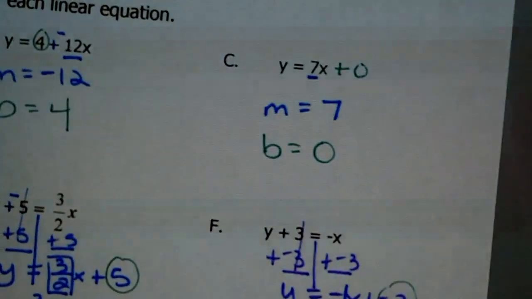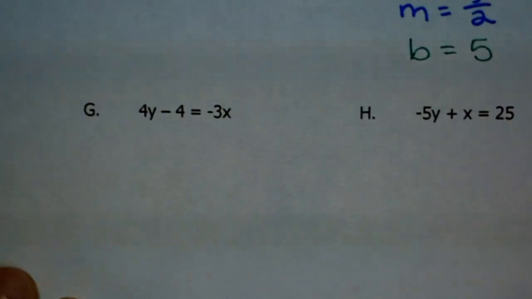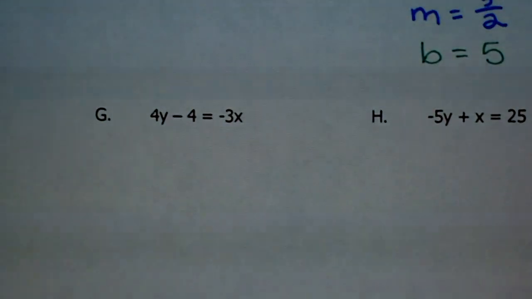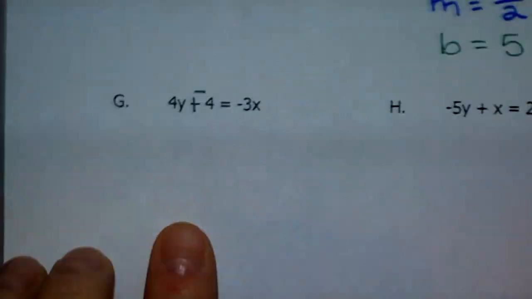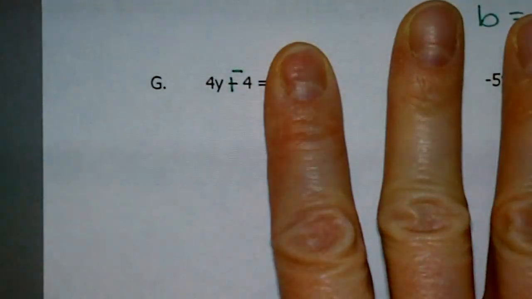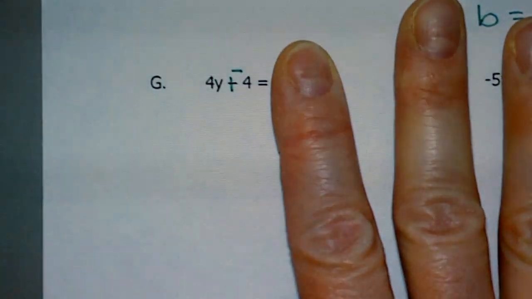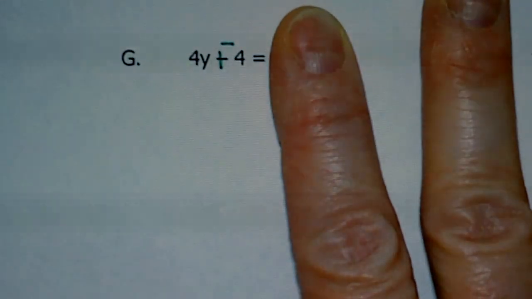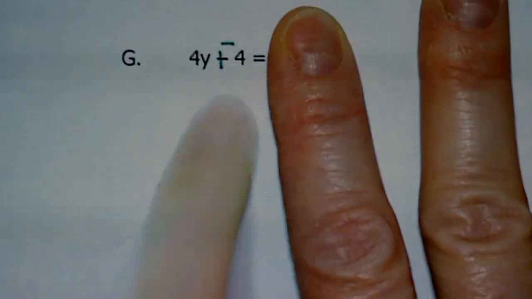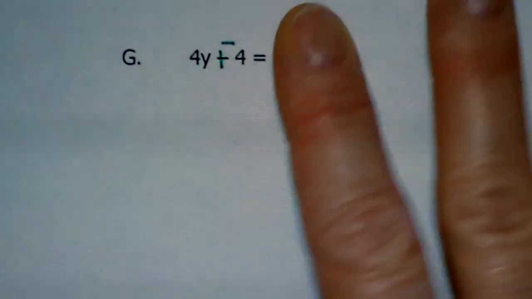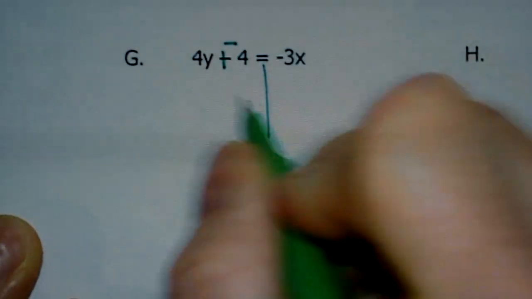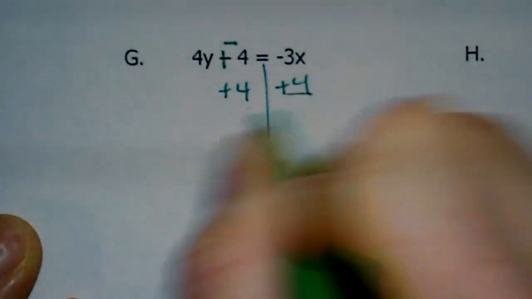All right, last row, I saved the toughies for last. I have 4y minus 4 equals negative 3x. Now in looking at this, I'll keep change first. Y is definitely not by itself. I want you just to look at this side and pretend it's a two-step equation. If this was just a two-step equation right here, wouldn't you get rid of that negative 4 first? Yeah, your job is to isolate the variable term first by adding the opposite of whatever's being added to it.